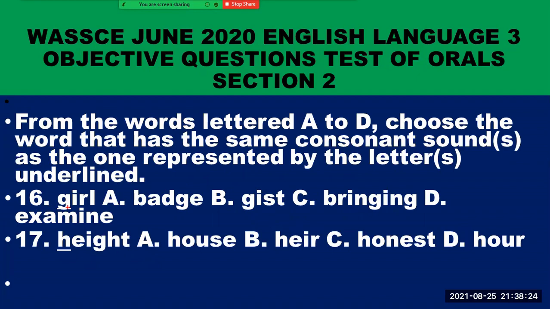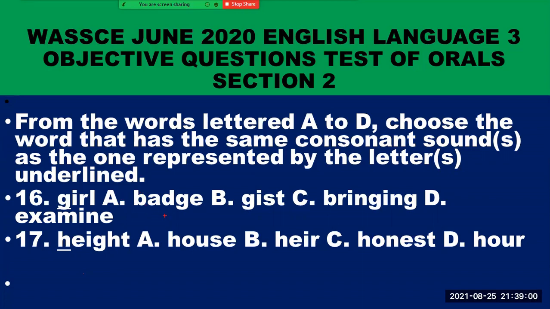Here the word given is girl, and the letter underlined is G. But here the sound is G, as in girl. It's not gel, it's girl. So we are looking for the sound of G, as in girl. You need to actually find the word, make sure you articulate the sound correctly and identify it before you begin to look for the options.